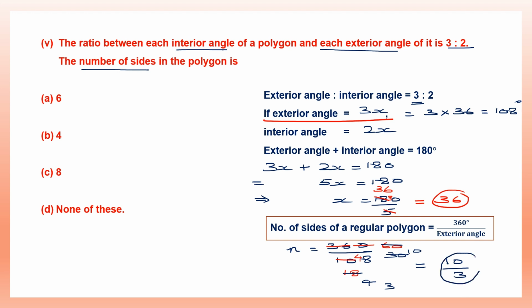Now the number of sides, remember children, should always be a whole number. It cannot be a fraction or a decimal number. So now this, I can make it a decimal number or a mixed number, but this is not a whole number. So what is our answer here? Number of sides is none of these answers. It's not 6, it's not 4, it's not 8. It's none of these. So this is our answer.